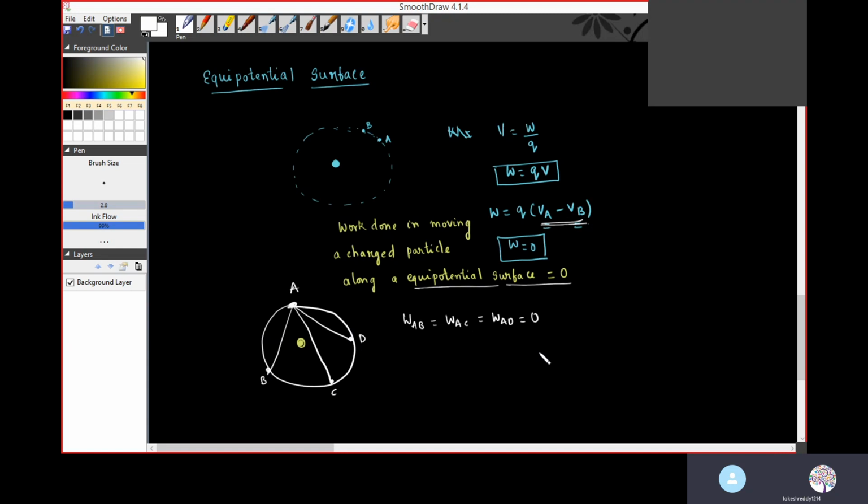Now if you have a charge here, then you have an equipotential surface. Then here at a distance r2, you will have another equipotential surface. Now there exist infinite number of equipotential surfaces. Now electric field lines, if you draw, then it will be like this.